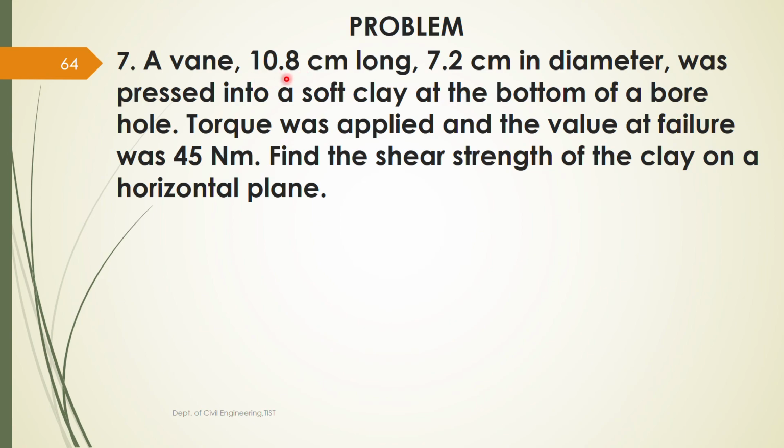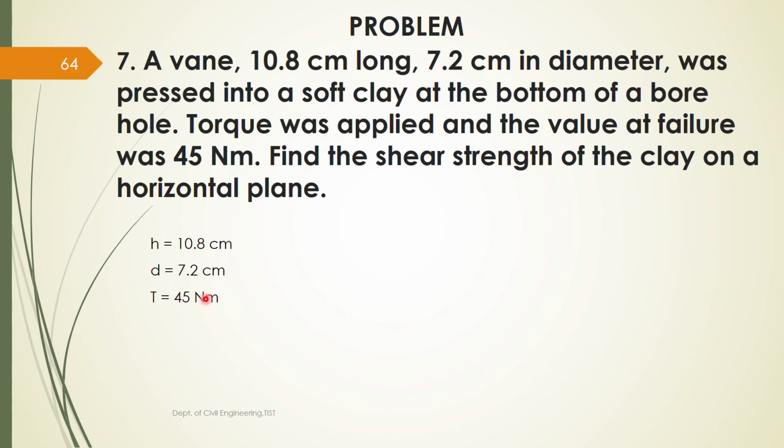A vane 10.8 cm long and 7.2 cm in diameter was pressed into a soft clay at the bottom of a bore hole. Torque was applied and the value at failure was 45 Newton meter. Find the shear strength of the clay on a horizontal plane. So we know that the height of the vane is given, 10.8 centimeter, the diameter of the vane is given, 7.2 centimeter, and the torque at failure is also given, 45 Newton meter.